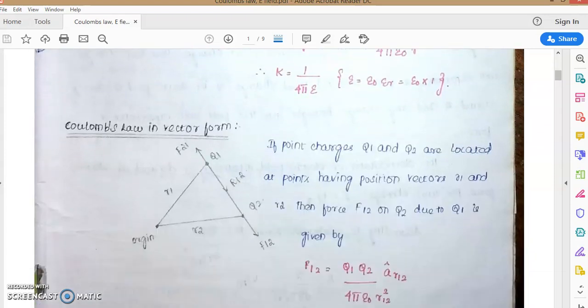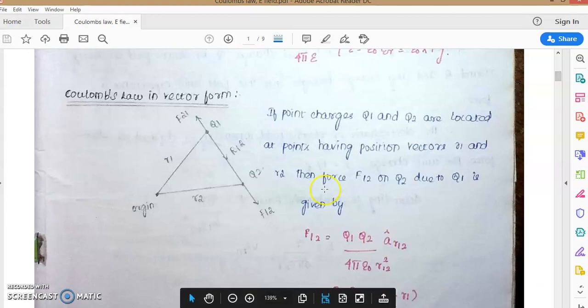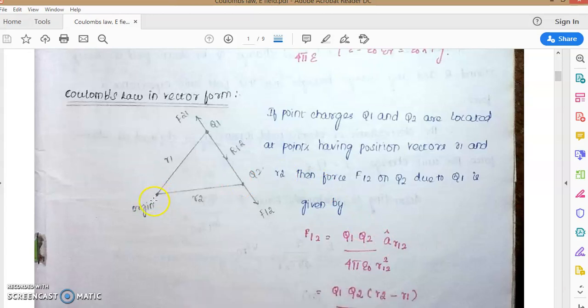Now we are going to see Coulomb's law in vector form. Let us take two small charges Q1 and Q2, located at distances R1 and R2 from the origin. See the diagram here. The origin is the point where we are standing. The Q1 charge is located at a distance R1 from the origin. Similarly, the Q2 charge is located at a distance R2 from the origin. Now, see the point here.